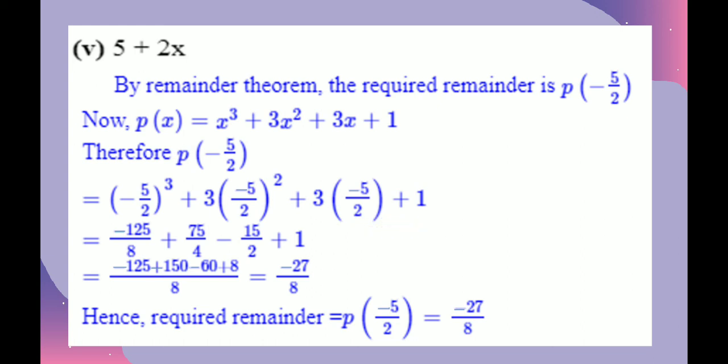On solving this, what will we get? We will get minus 125 upon 8 plus 75 upon 4 minus 15 upon 2 plus 1. And on solving this by taking the LCM, we will get (minus 125 plus 150 minus 60 plus 8) upon 8, which is equal to minus 27 upon 8. Hence, the required remainder p of minus 5 by 2 is equal to minus 27 upon 8.